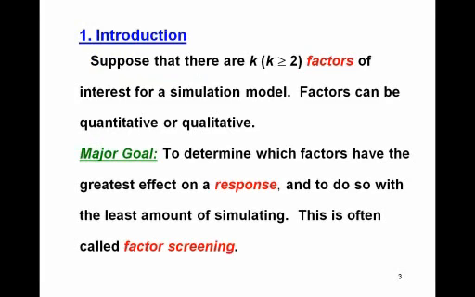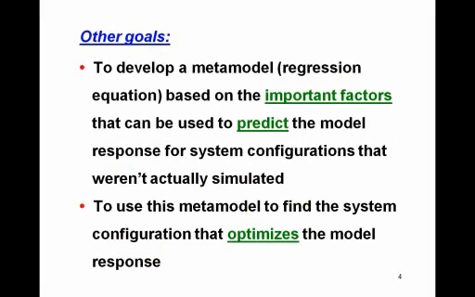Let's suppose that we have k factors, at least 2, otherwise it wouldn't be very interesting, of interest for a simulation model. Factors can be quantitative or qualitative. We'll see examples of what factors might be in a while. And the major goal of design of experiments is to determine which factors have the greatest effect on a response, and to do so with the least amount of simulating. And this is often called factor screening.